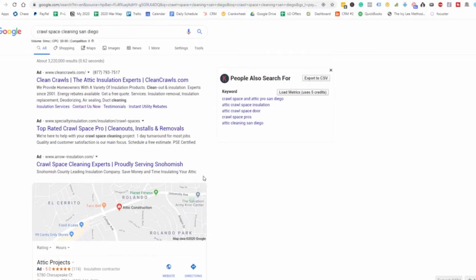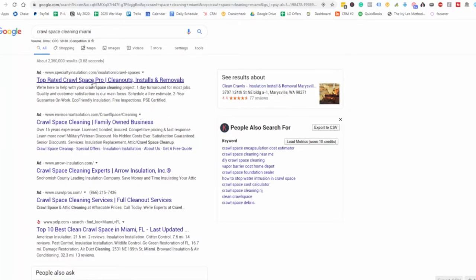So let's go and then look at some other ones. I want to see here, crawl space cleaning. Let's go Miami. So this one here is top rated crawl space pro, clean outs, installs, and removal. That's great. This is a rating up here. This one right here is great. They don't have any call extensions down here or ad extensions. And then crawl space cleaning, family owned business.